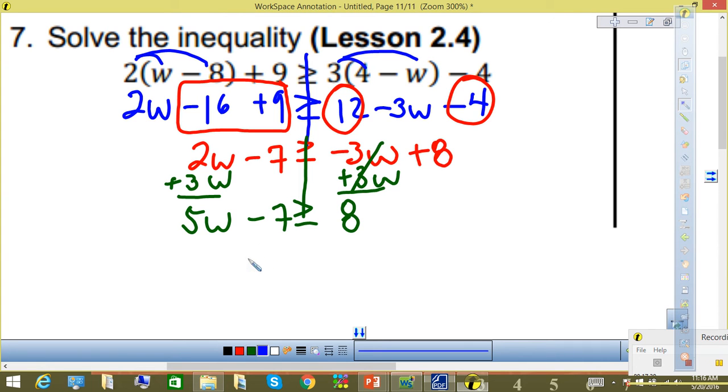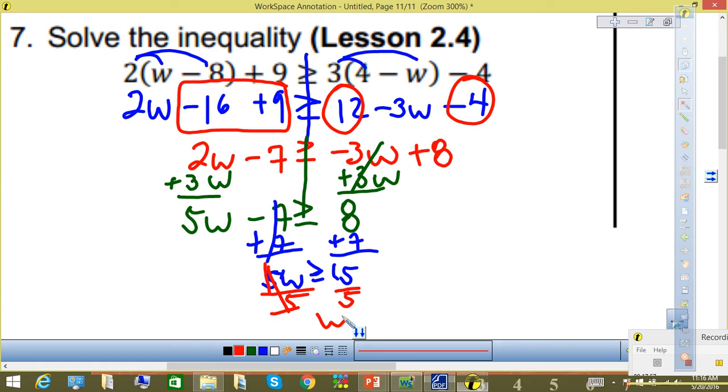I see some of you not writing. Plus 7, plus 7. 5w greater than or equal to 15. Therefore, divide by 5. W is greater than or equal to 3.